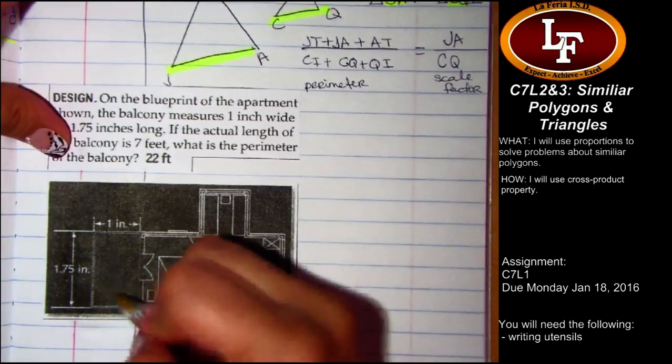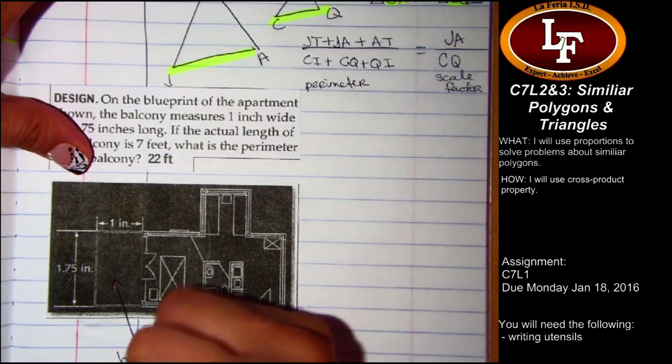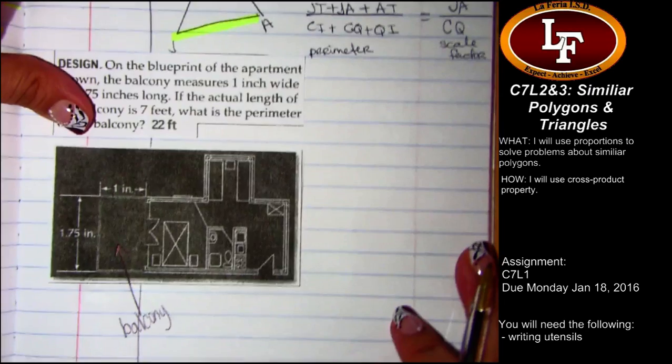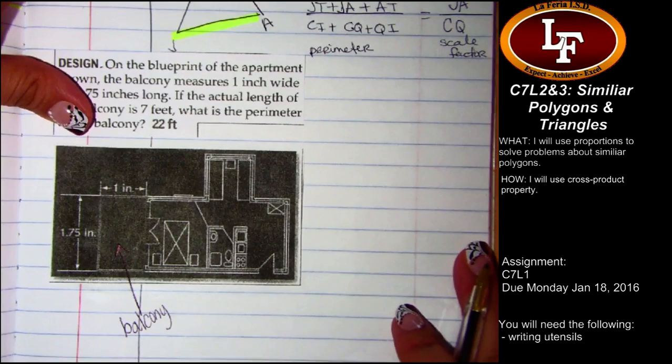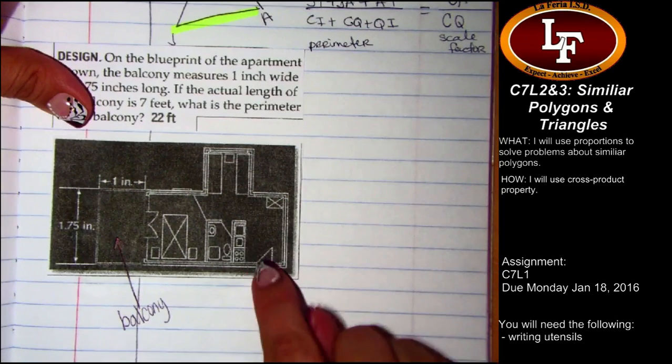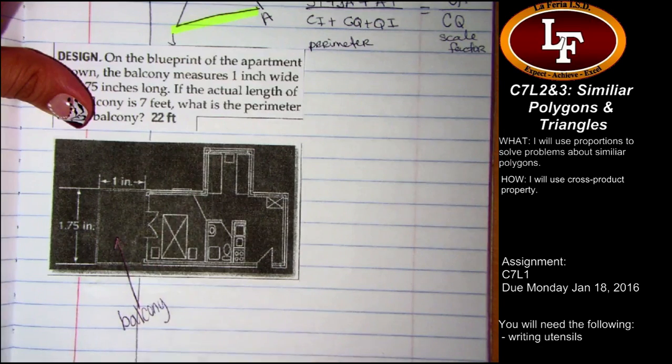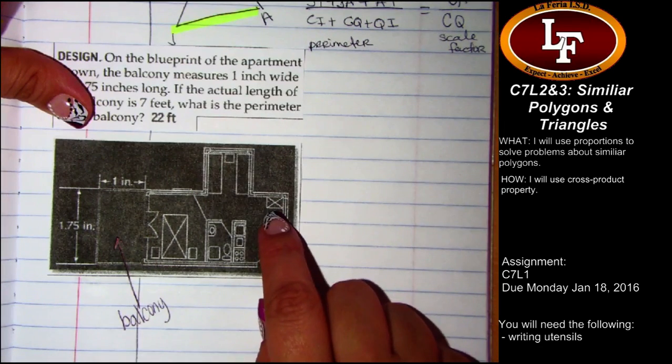All right. So this is the balcony. And in this blueprint, the blueprint is a drawing of a building, shows you where everything is, shows you where doors are, it shows you where windows are, shows you where big pieces of furniture are, like this is maybe either a bookshelf or a table or a TV, I'm not sure which.